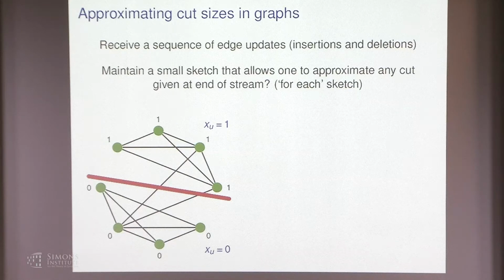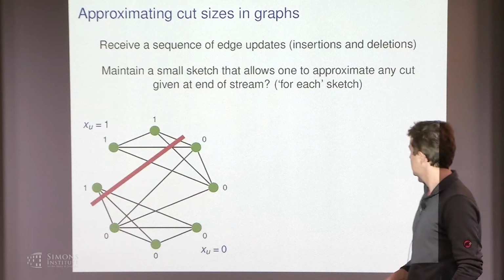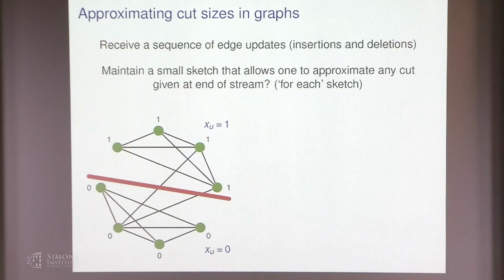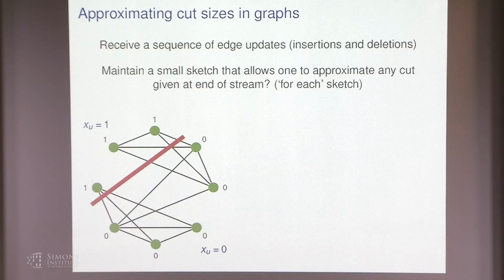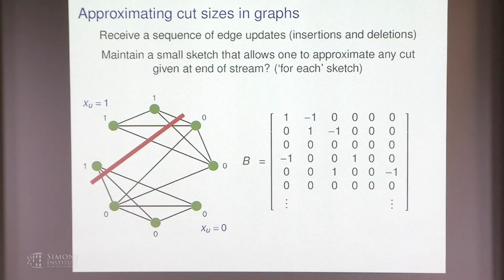Okay, if I knew the cut in advance, that would be easy, because I would just ignore all the edges that don't cross the cut. But I don't know the cut in advance. So for instance, for this cut, I should be able to output something roughly equal to 2. And for this cut, I should be able to output something about equal to 7. All right. How do I do that?